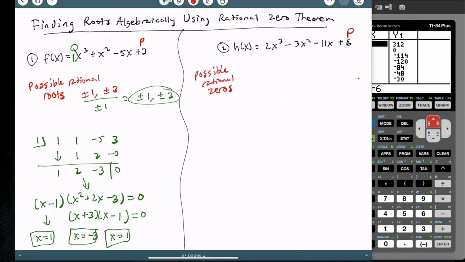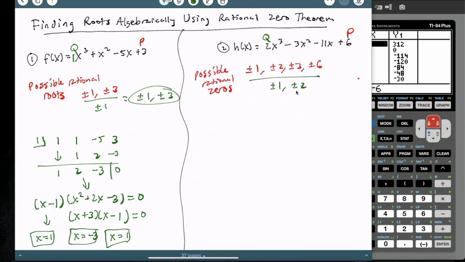Factors of 6 would be 1, 2, 3, and 6. 1 is a factor of everything, right? And then 1 times 6, so 1 and 6. My leading coefficient is 2, so not 1 here, so 1 times 2. So those are the factors.